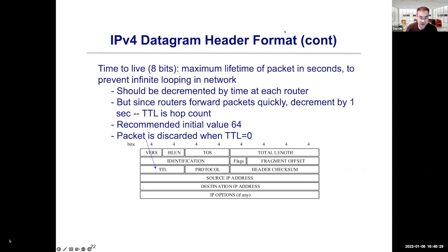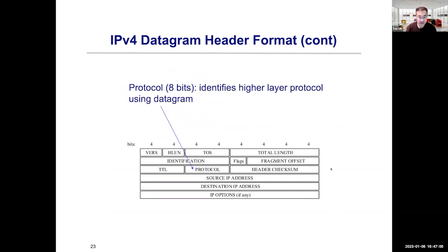So what they do is they recommend the initial value is 64. When it goes from one hop to another, it decrements by one, like 63, 62, 61. It's envisioned that within 64 hops, you will eventually get to the destination, right? If it's going around in a circle, when it reaches 0, then this packet is discarded by the router, okay? So that's the TTL, time to live.